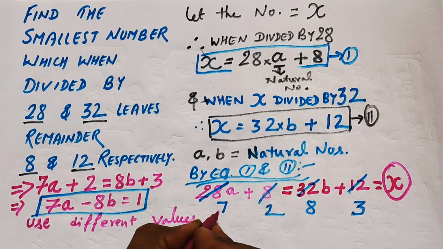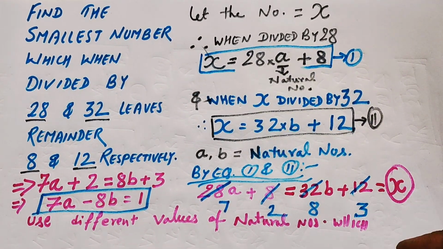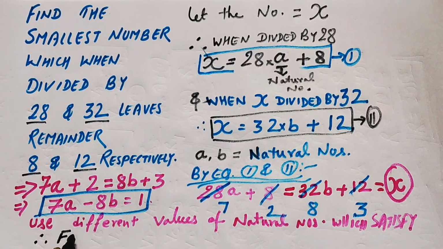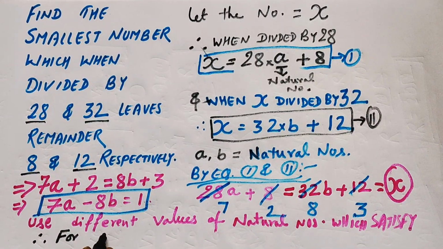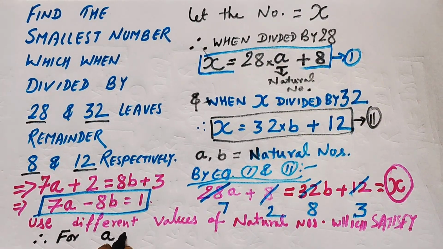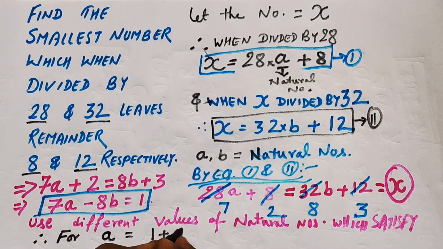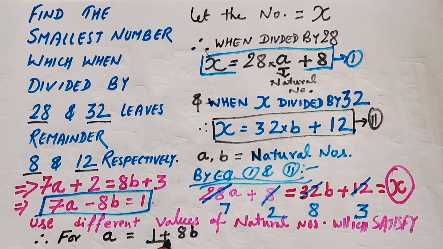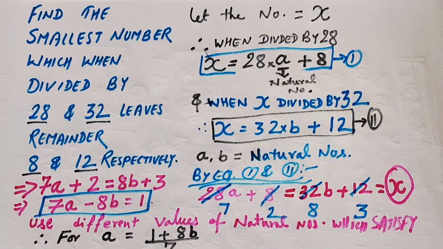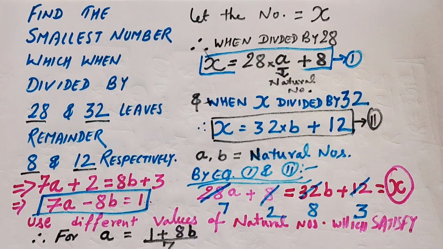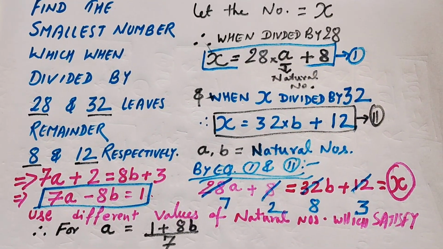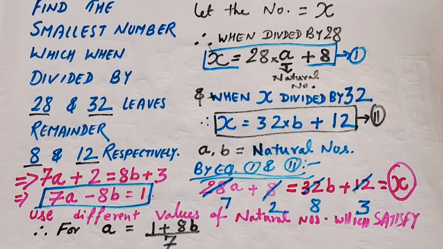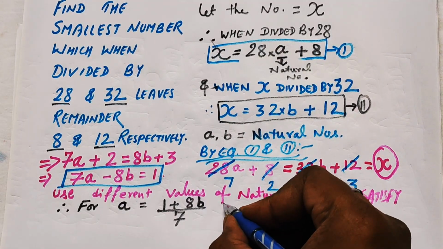Now use different values of natural numbers which satisfy the above relation 7a minus 8b equal to 1, right? Therefore, from the above relation 7a minus 8b equal to 1, we can write a as 1 plus 8b divided by 7. This is the value of a, which is derived from the above equation 7a minus 8b equal to 1, right? Now as we have written, use different values of natural numbers which satisfy the above, because a and b are natural numbers.